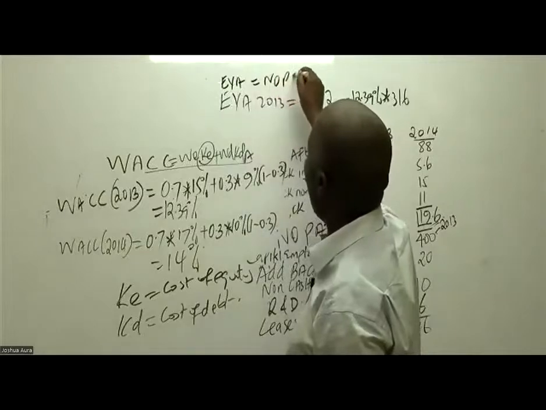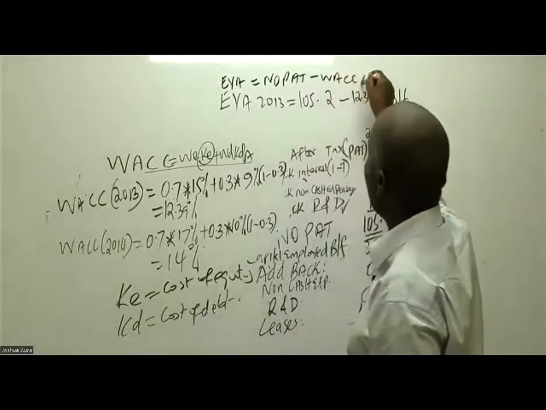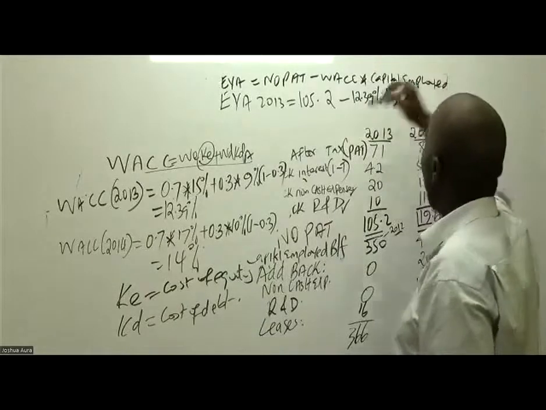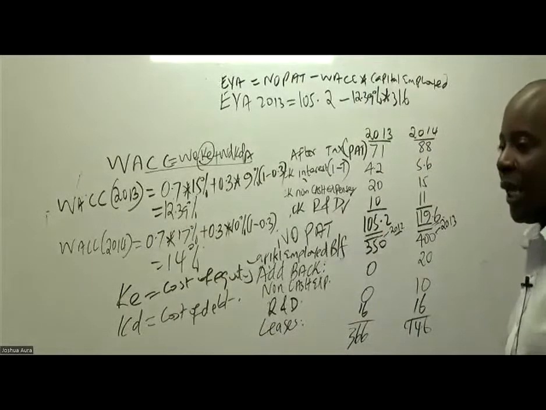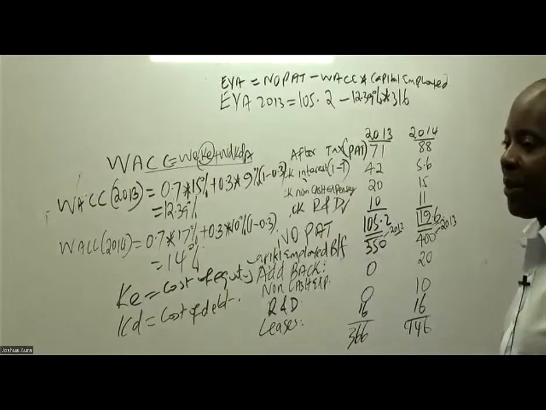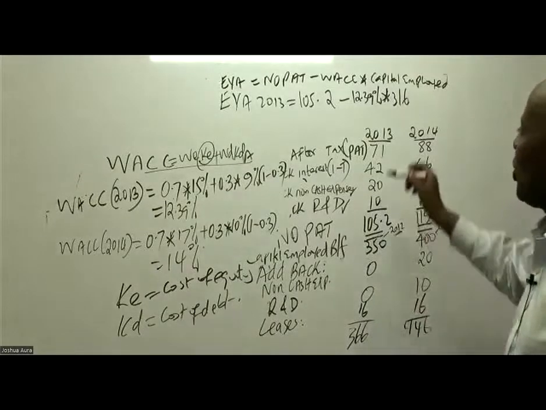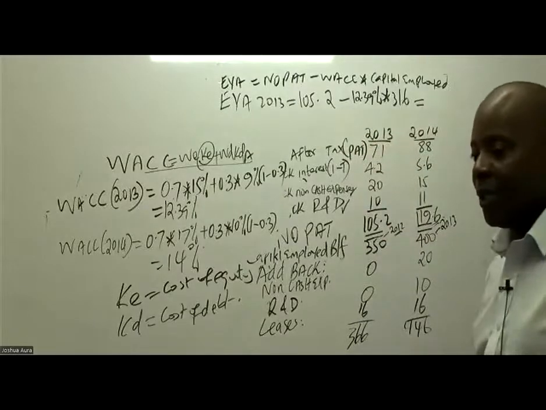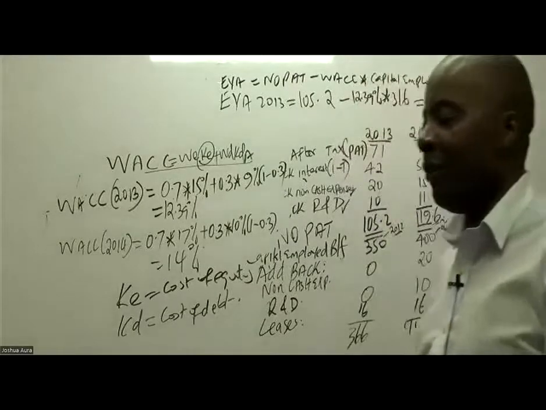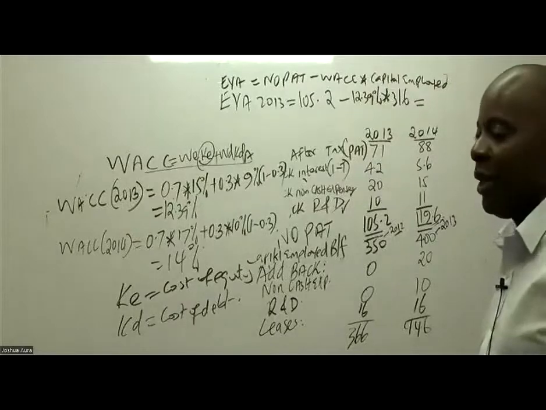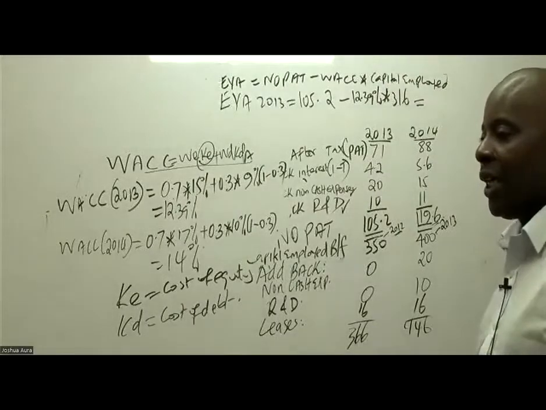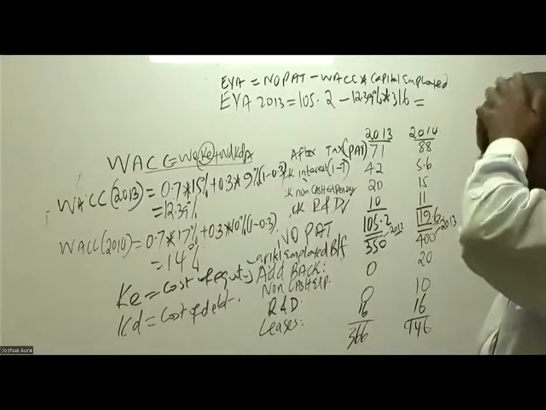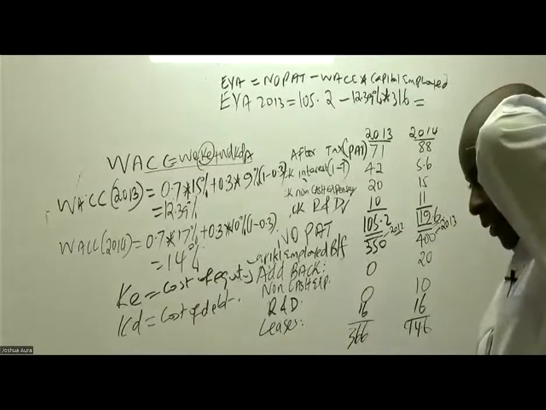Remember the formula of EVA: you take NOPAT minus WACC times capital employed. So please ensure that you use your calculator very well to give me this answer. EVA in 2013, what are we able to get?